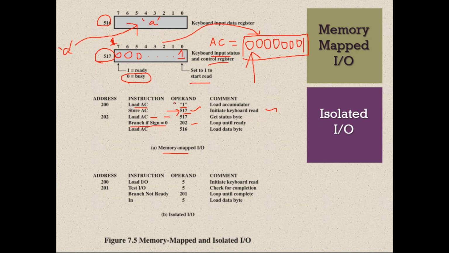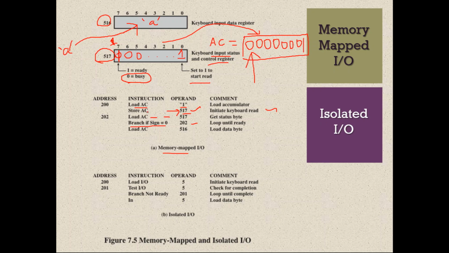Once again set the read operation and keep on waiting. Keep on doing this. Say after some time this A is available in the keyboard data register. Once the A is available in the data register, this will become 1. Okay, if this becomes 1, then what are we doing?